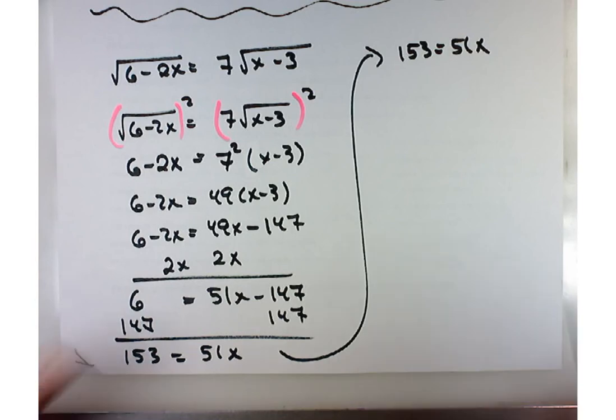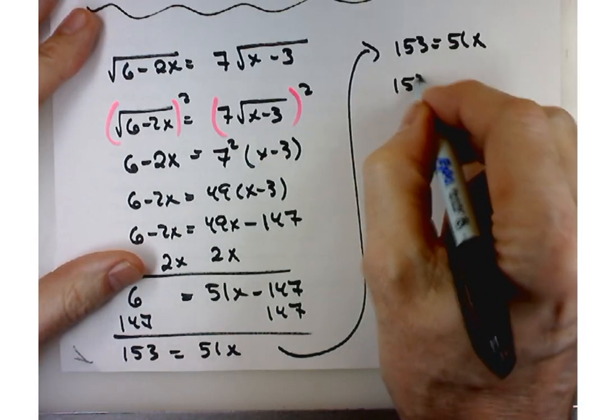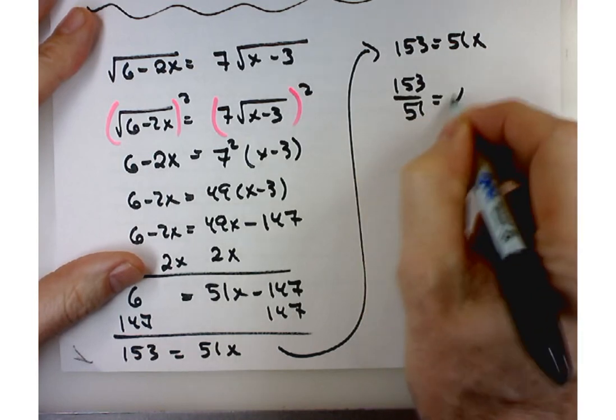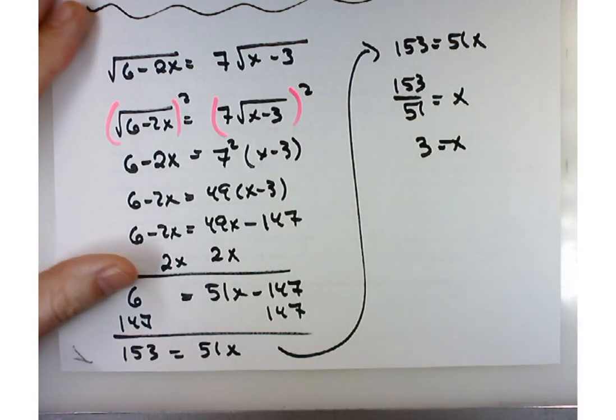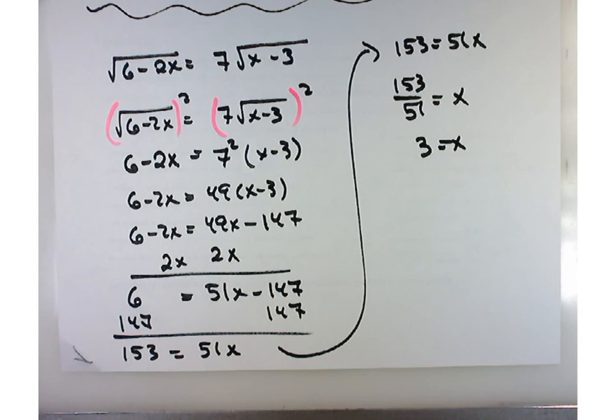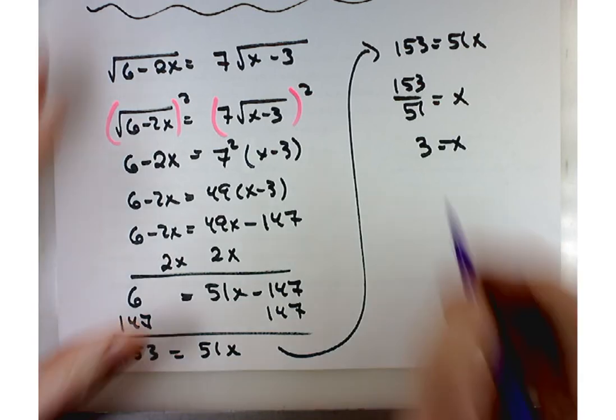Divide both sides by 51. And at this point, you feel at least a little bit better because you got a nice even number. Not always guaranteed about that, but looks good here. But how can we be a little bit more confident in our answer? Check it. Yeah, check it.